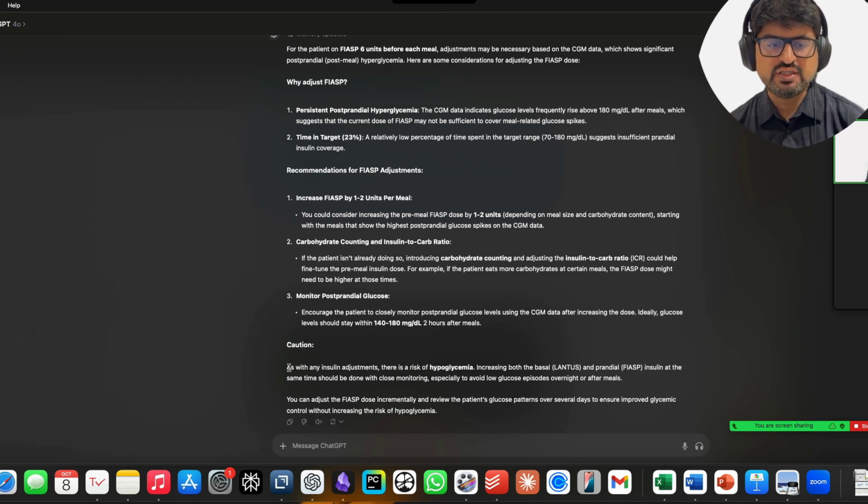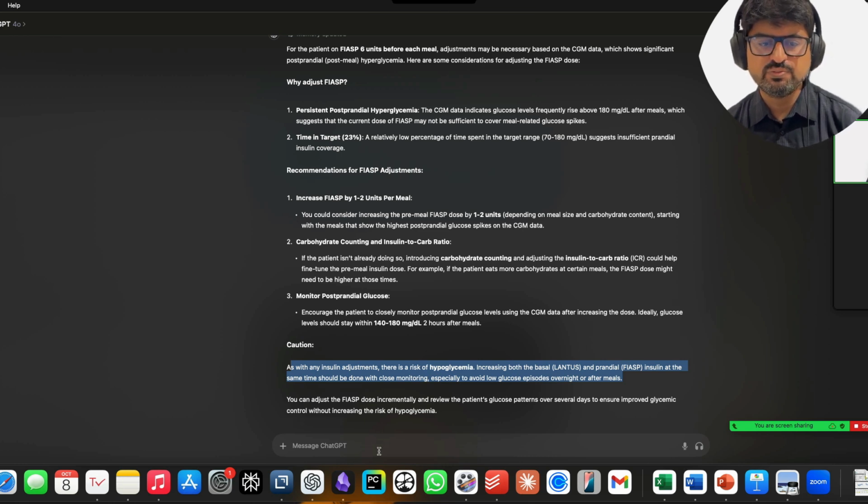Okay, caution: as with insulin adjustment, there is risk of hypoglycemia. Increasing both basal and Fiasp at the same time should be done with close monitoring, especially, right? And we can adjust the Fiasp to incrementally increase. So it's giving a reasonably good response, right?